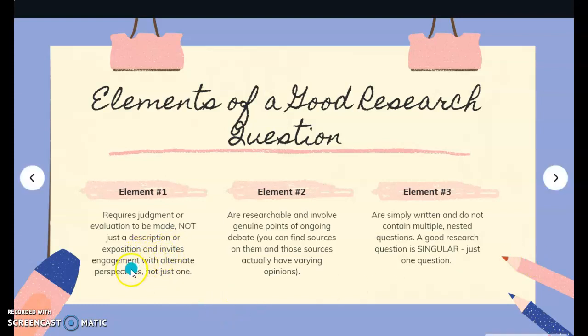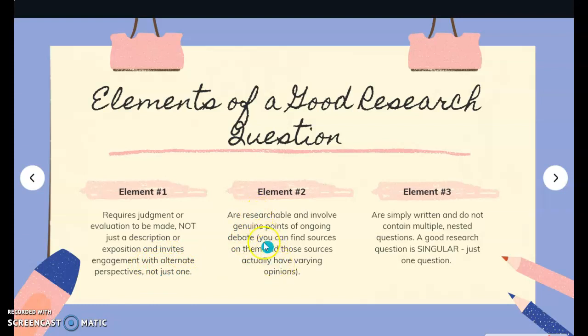And it has to invite engagement with alternate perspectives, okay? So it needs to be open-ended enough that different people could research your question differently. So we know you're going to go in X direction with this question because that's the way that you're compelled to go. But another researcher could take your same question and research it in a different way, could have a different perspective. Not necessarily the opposite perspective, just an alternate one, just another option.